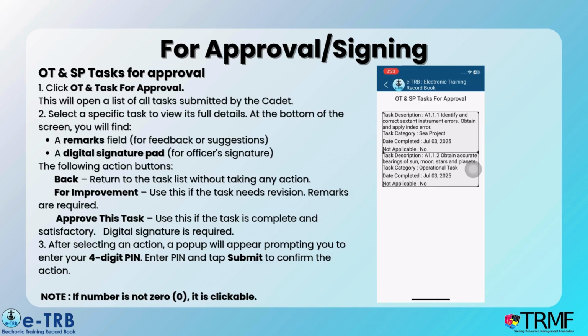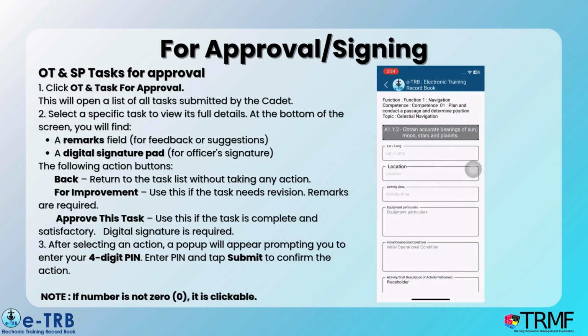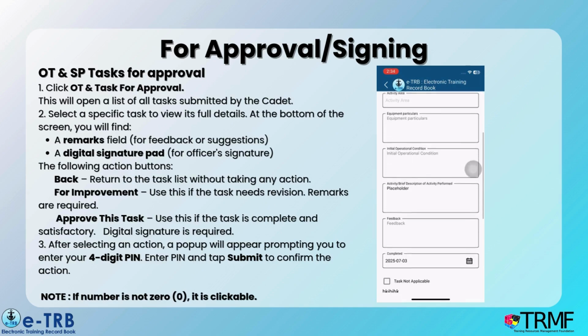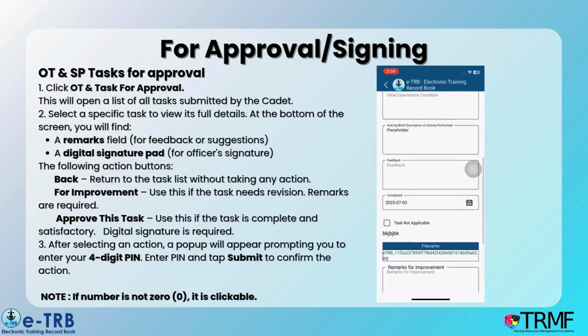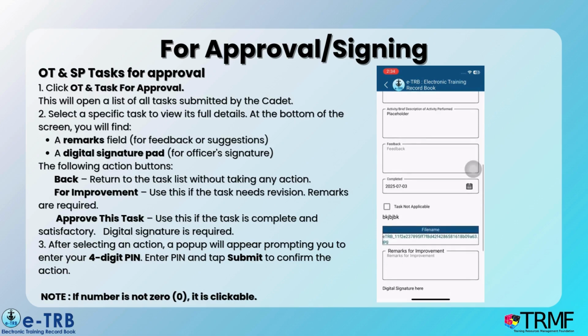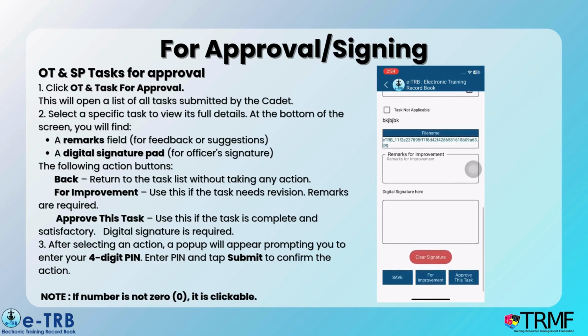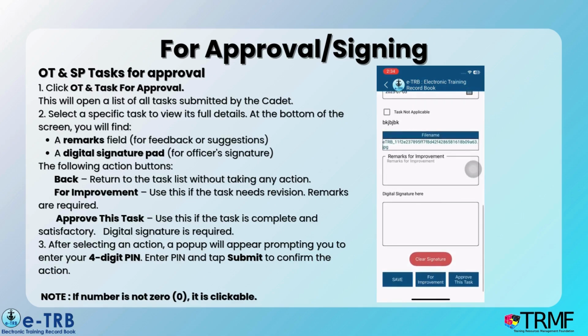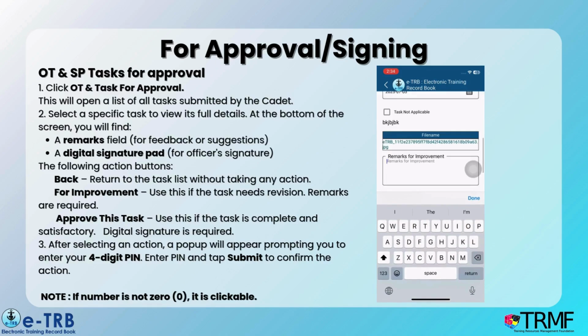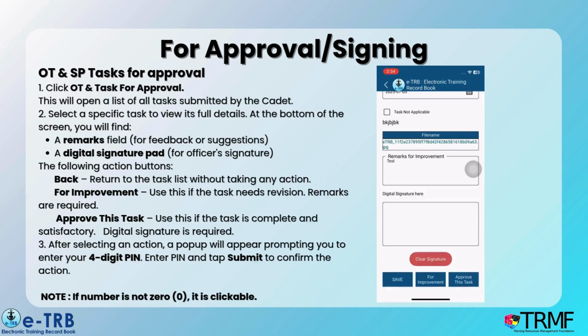2. Select a specific task to view its full details. At the bottom of the screen, you will find a Remarks field for feedback or suggestions, a digital signature pad for officer's signature, and the following action buttons. Back. Return to the task list without taking any action. For improvement, use this if the task needs revision. Remarks are required. Approve this task. Use this if the task is complete and satisfactory. Digital signature is required.